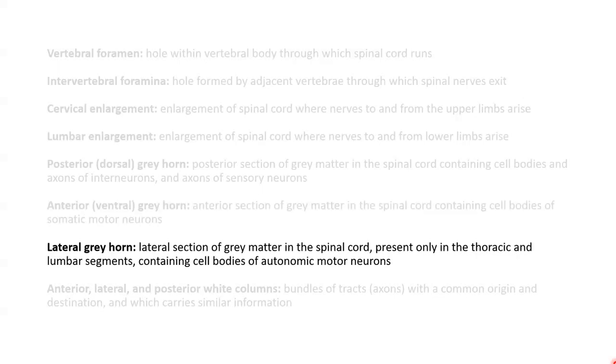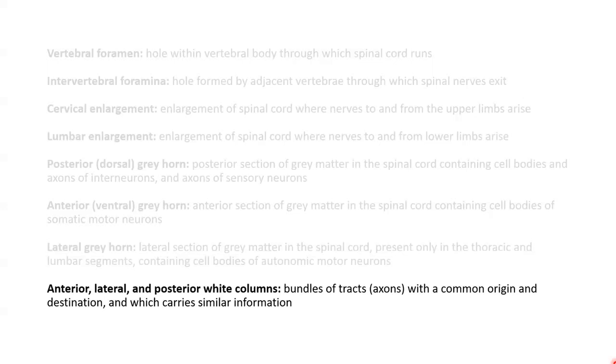We have the lateral grey horn, which are the two side parts of that grey matter, which we only find in the thoracic and the lumbar regions. These contain the cell bodies of our autonomic motor neurons, so the neurons that go to our muscles and glands that contract autonomically, so without our conscious voluntary control. And then we have the anterior, lateral and posterior columns, which are the bundles of axons, which within the central nervous system we call tracts, that have a common origin and destination and which carry similar information.